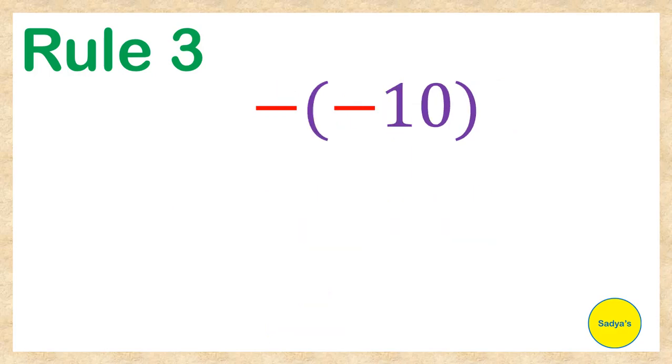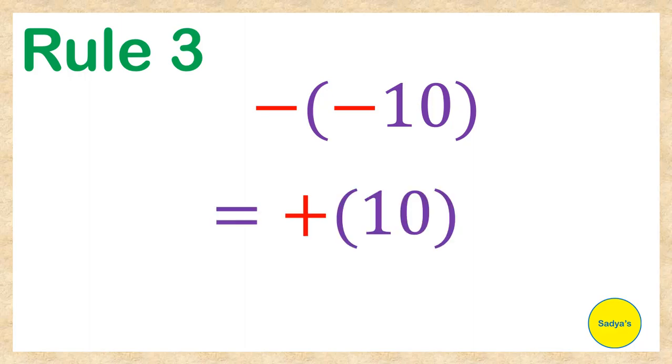Let's look at another example. Negative 1, bracket, negative 10. Here the bracket is representing multiplication. So the question basically is negative 1 multiplied with negative 10. Two negatives make a positive, so the answer is going to be positive, and 1 multiplied with 10 gives us 10. So the answer is positive 10, which we can simply write as 10.